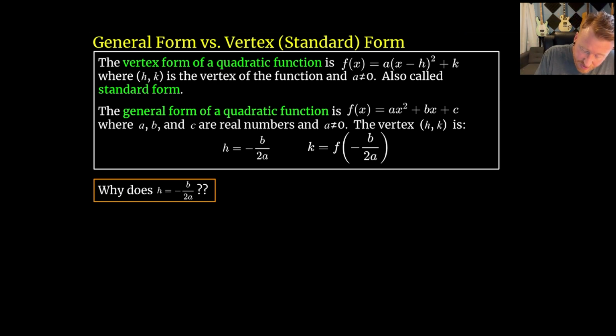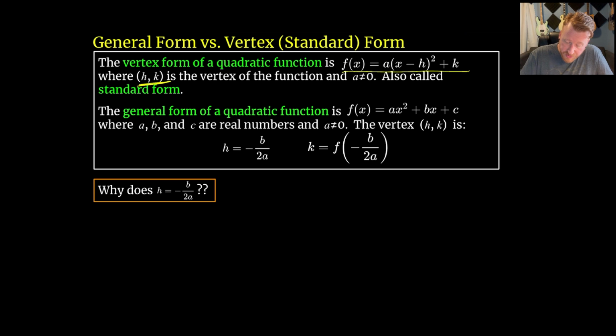So here we have f of x is equal to some constant value a, that's not equal to 0, multiplied by x minus h, quantity being squared, plus k, where h, k is the vertex of the parabola. So just by looking at the function, we can already tell where the vertex lives. And then moving forward, we'll know something about that a value, which will help us as well. Like I said, also called standard form.